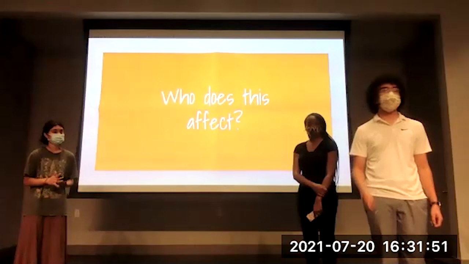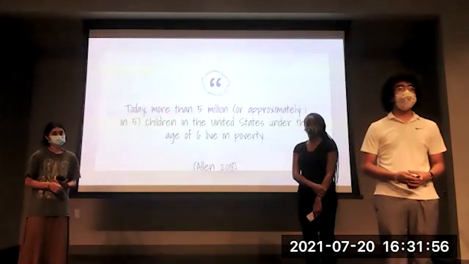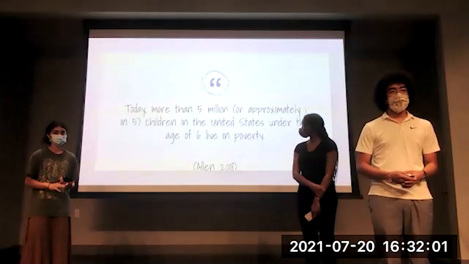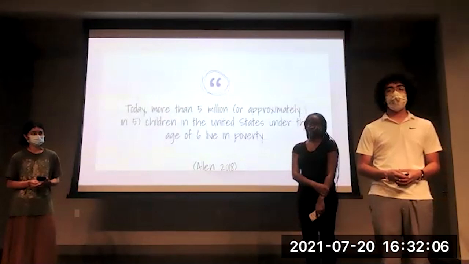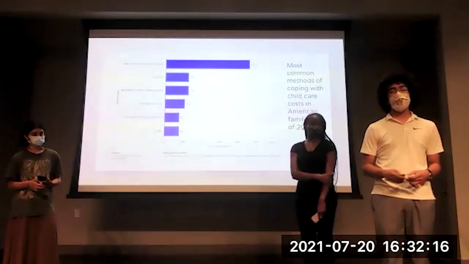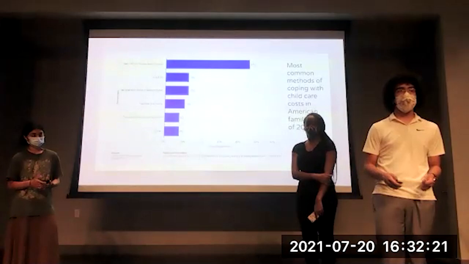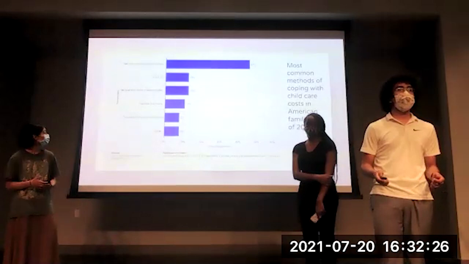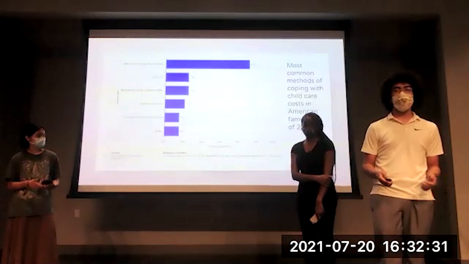So, who does this affect? Well, today, more than 5 million children under the age of 6 in the United States live in poverty. This extra financial burden on families is unnecessary and very challenging. This graph shows a couple of ways that families have to cope with this financial burden, including having family members take care of the children instead, or quitting jobs and cutting hours as well. So, what if this financial burden wasn't on these families? What would be different?